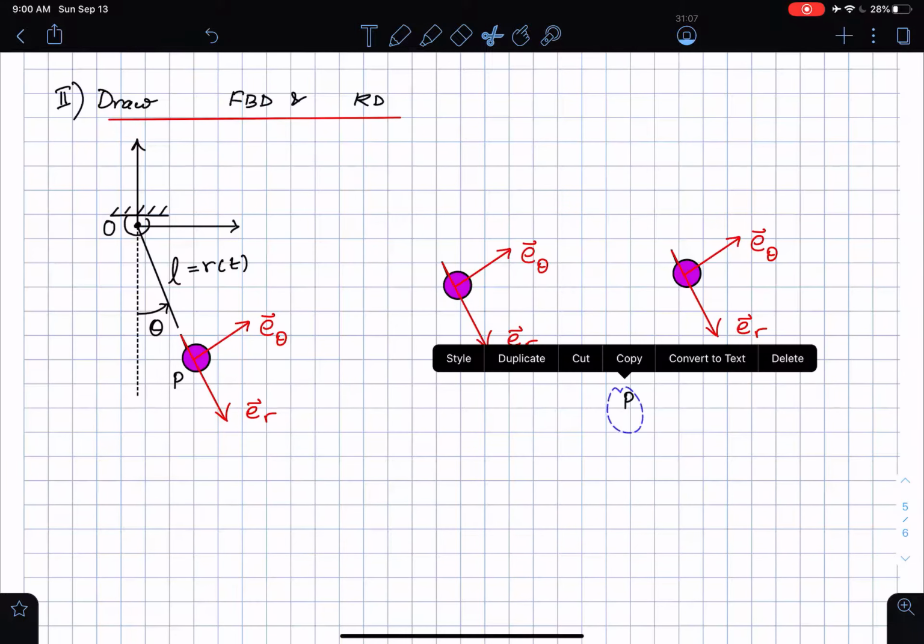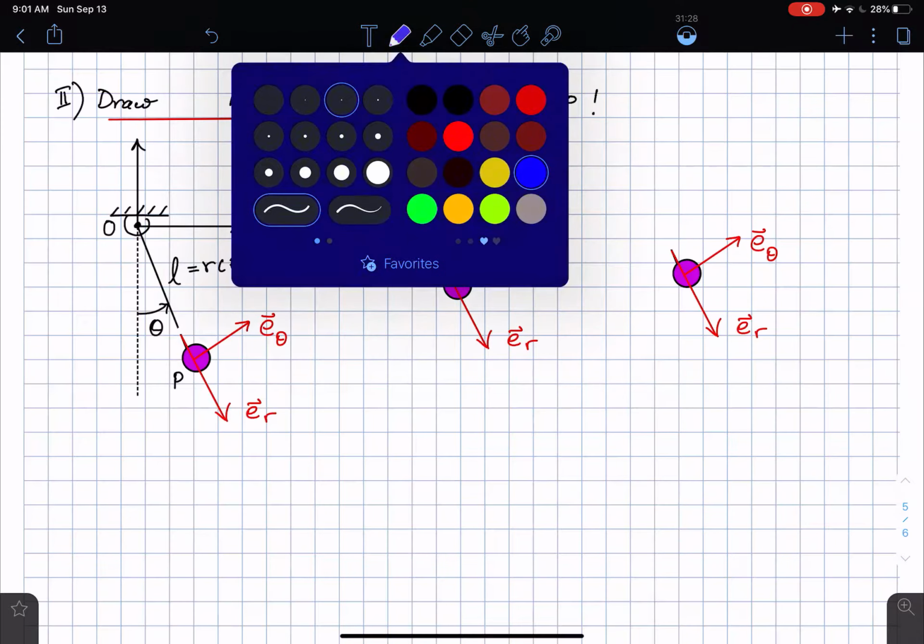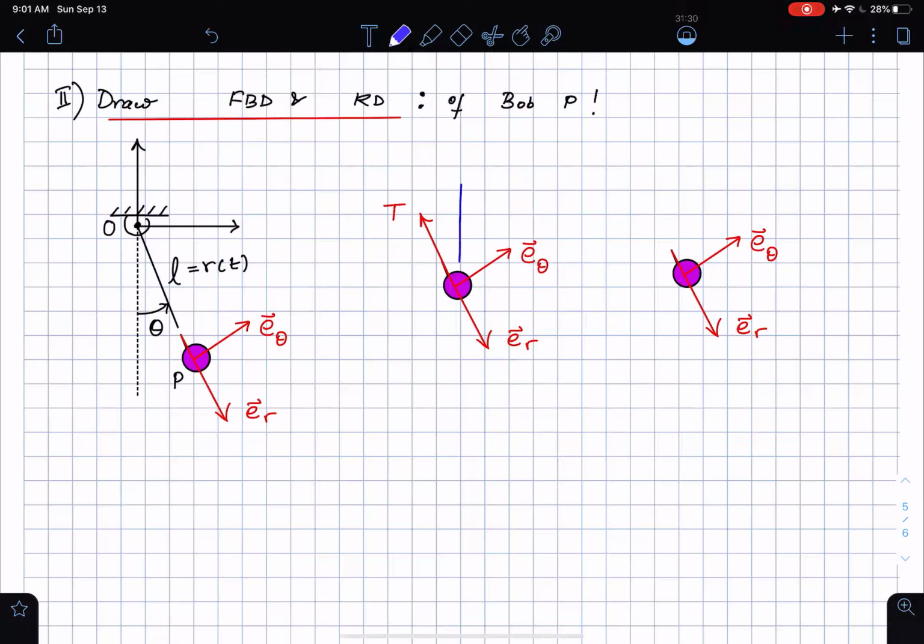That's a particle. I'm drawing the free body diagram of the particle, which is quite obvious, I hope, of the bob P. So first of all, what am I going to have? I'm going to have a tension in the cable. This is the tension that is in the cable, that is going to be along the radial direction, so I'm going to call it T. Then I'm going to have the weight of the bob, which is acting vertically down. This is the weight of the bob, which I'm going to call W, which is m times g.